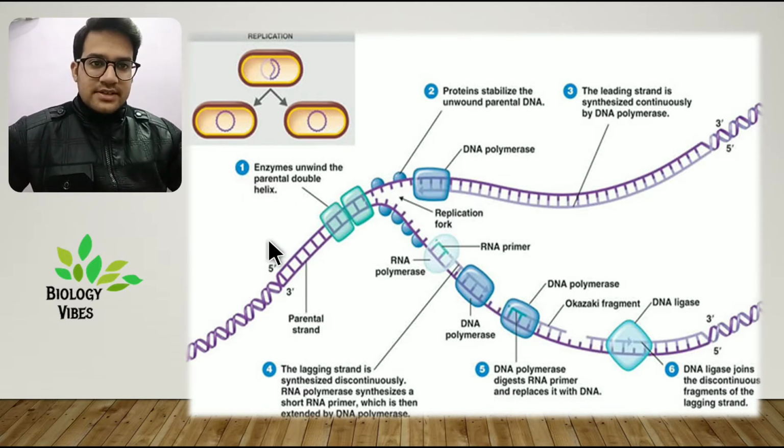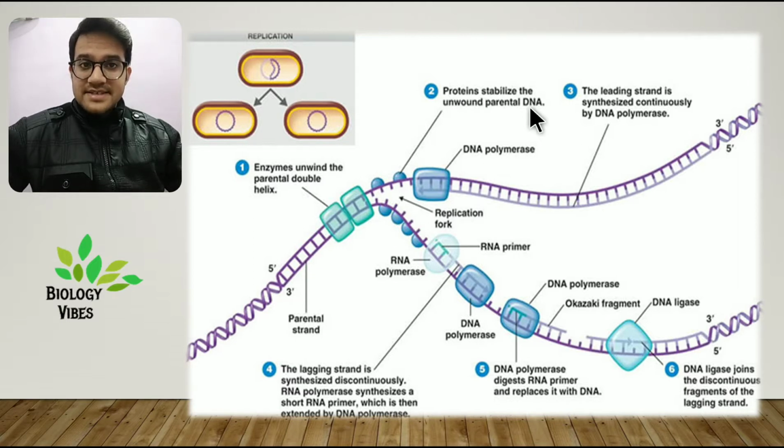So the first thing is, this is the parental DNA. First, enzymes unwind the parental double helix. This is done by the helicase enzyme, right? So the helicase enzyme is basically responsible for breaking these hydrogen bonds. It's breaking, right? Now the second point is proteins stabilize the unwound parental DNA. This is done by SSB protein, single strand binding protein, that stabilizes the single strands and prevents them from coiling back again.